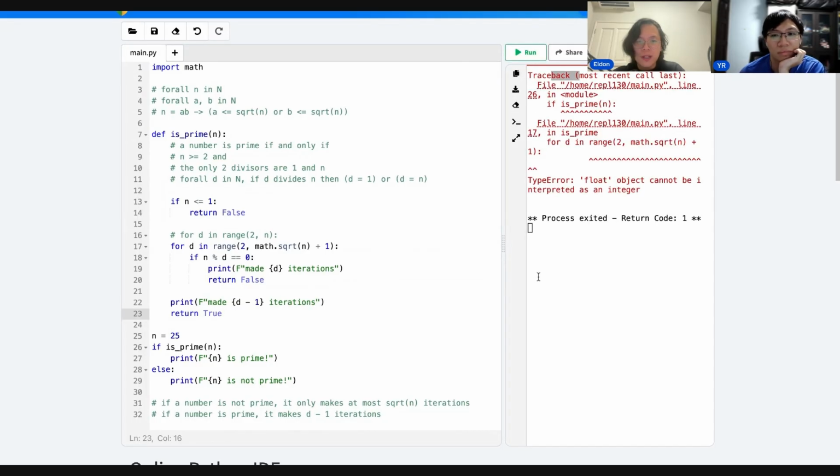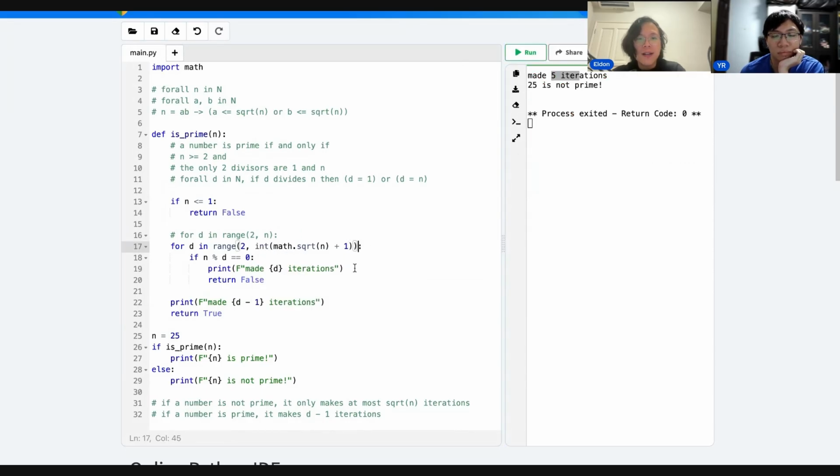Oh, okay. Float cannot be interpreted as an integer, so I need to cast this back to an integer. Something like this. So you only make 5 iterations at most. I want to test this out, see what happens here. Okay, so we need the extra iteration. Wait, did I add the plus 1 wrongly? Should it be on the outside? Oh, it should be on the outside. Okay, good catch.